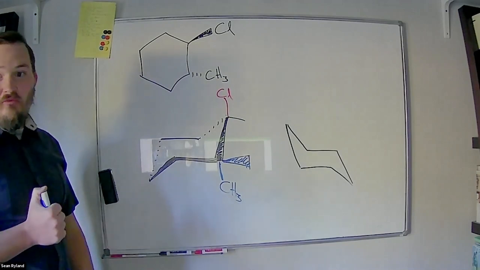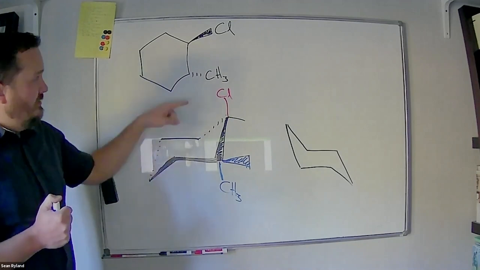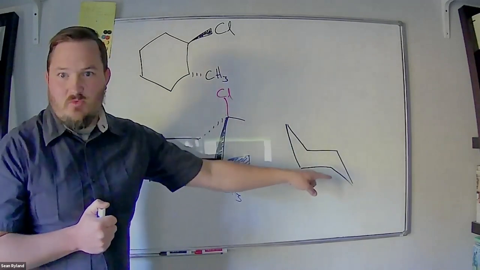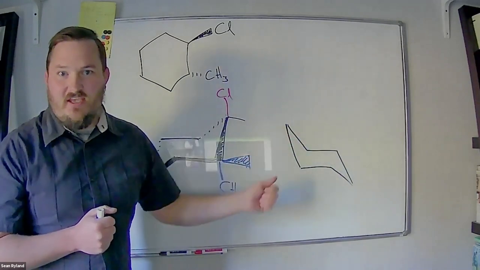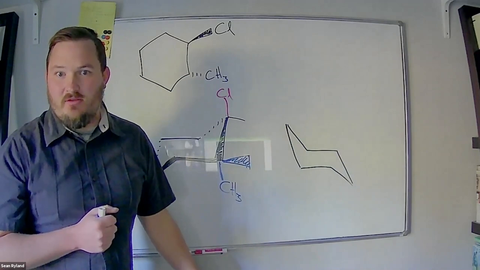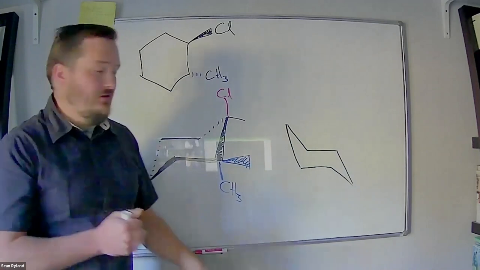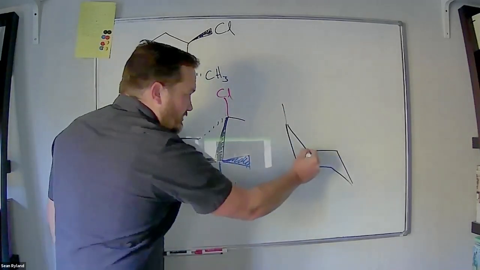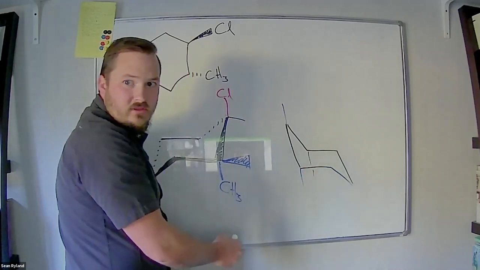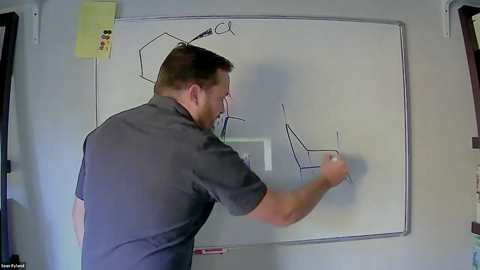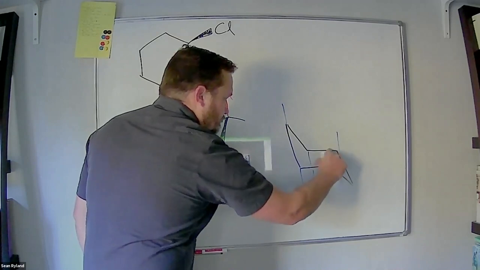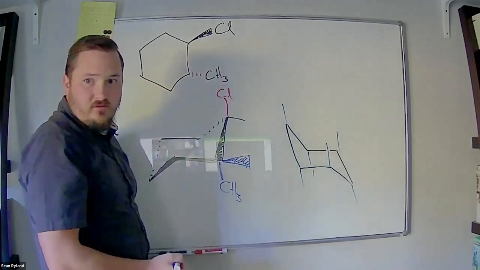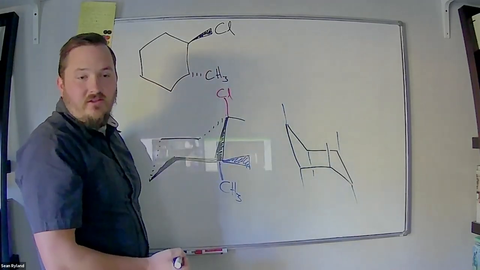Another pattern that's helpful with these is that in a chair conformer, every one of these carbons has one of its substituents sticking straight up or straight down in the plane of the board, and they alternate. So if this one has a bond sticking straight up, this one's got a bond sticking straight down, this one's got a bond sticking straight down, and then these ones are sticking straight up. And this one's got a bond sticking straight down.